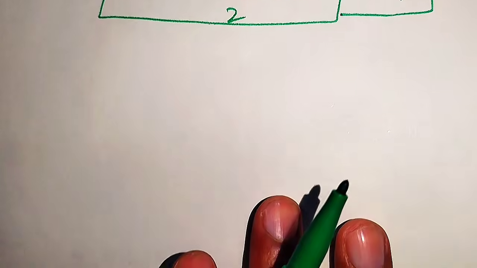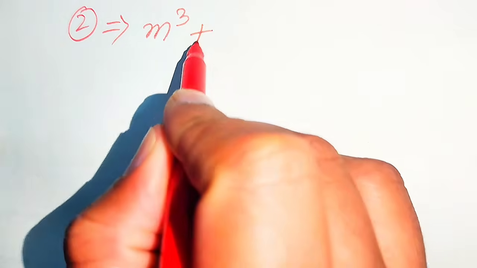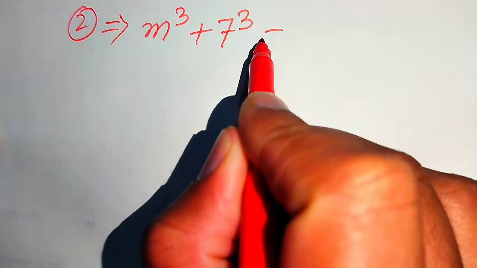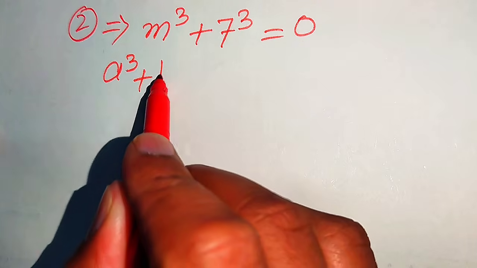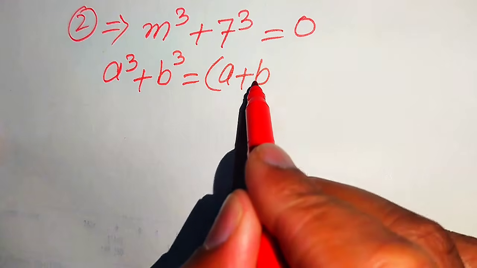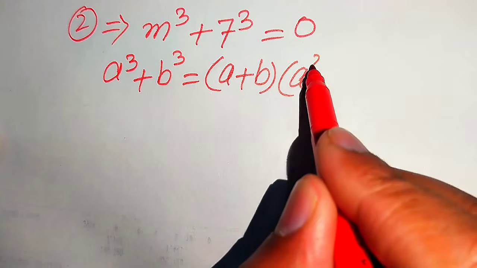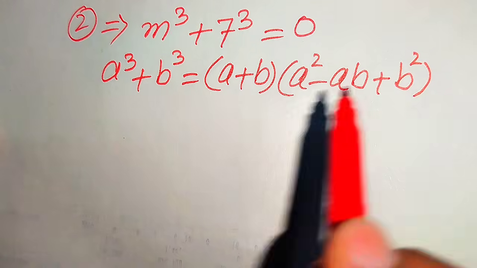And now here we need to focus on equation number 2, so first we copy down equation number 2 here. Equation number 2 implies that m cubed plus 7 cubed equals 0. And here we use this cubic formula. You know that a cubed plus b cubed equals a plus b times a square minus ab plus b square.